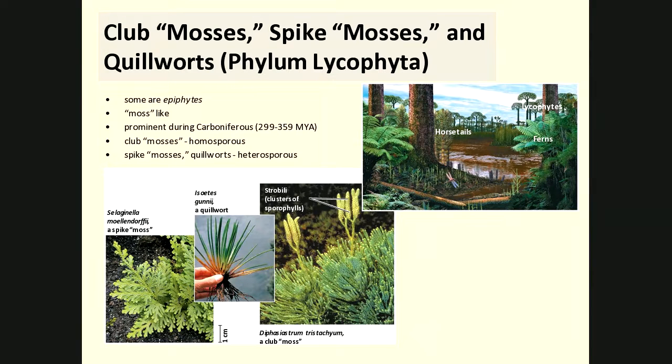This is what the Carboniferous might have looked like back then. You would have had the ferns and lycophytes. Now, lycophytes today are usually very small, like the spike moss. This is a club moss, and quillworts. Today they're very small, but 300 million years ago, lycophytes were as big as trees. These are lycophytes in the background, and horsetails, which we'll talk about in just a second.